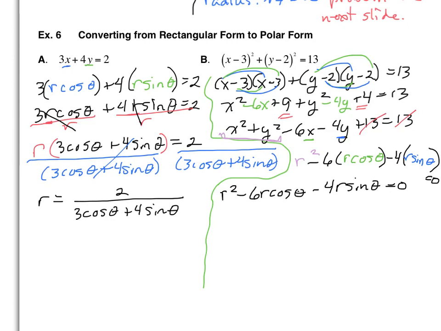So it's generally a good idea to get r squared by itself first. So I'm going to move this term and this term to the other side. How? I'm going to add them. So I end up with r squared is equal to a positive 6r cosine of theta plus a 4r sine of theta. I just added them to both sides.